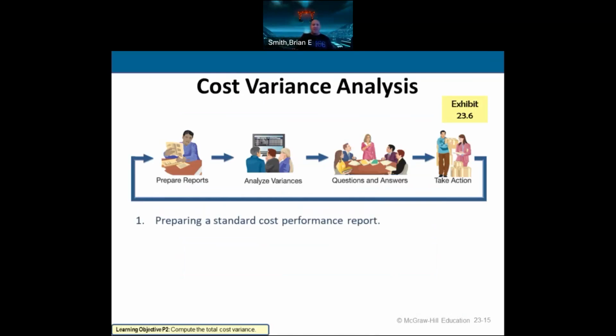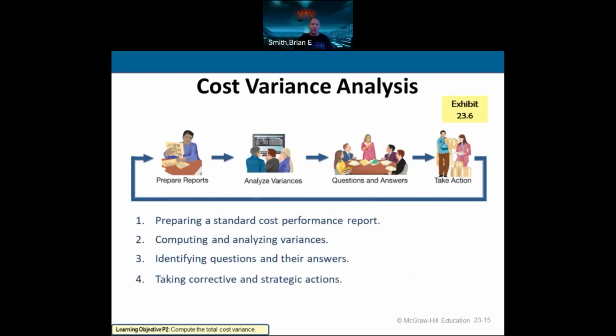So here's our cost variance analysis. We're going to prepare our reports, analyze the variances, ask our questions and answers, and take action. We're going to look at our reports. What happened? We're going to analyze the variances. How bad were we off by? What can we do better? How can we fix this? And then take the action to do that.